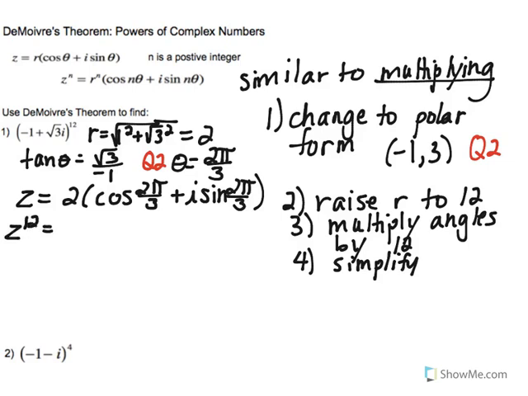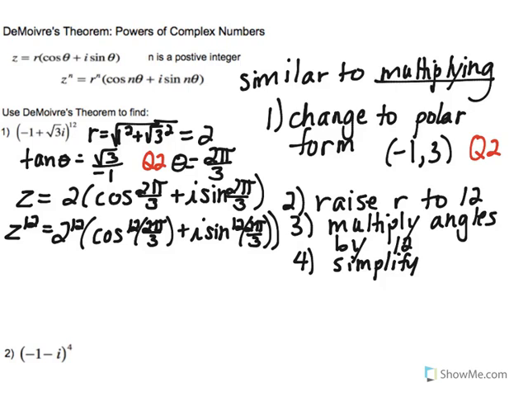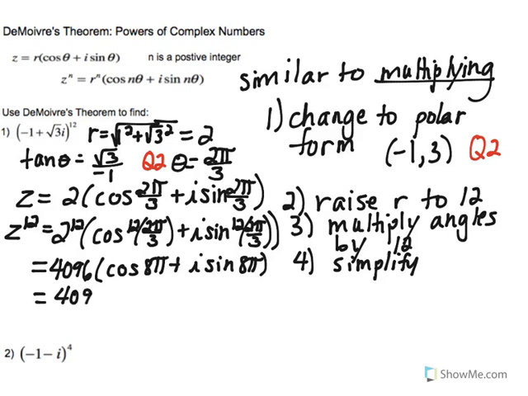So if we're going to do this to the 12th, we'll do 2 to the 12th times cosine of 12 times 2 pi over 3 plus i sine of 12 times 2 pi over 3. Now the simplifying, a lot of times we'll end up getting a number answer out of this. We get cosine of 8 pi, which we can get an exact value for, and i sine of 8 pi. You'll notice the angles will always come out the same. You're just doing sine and cosine of those angles. So it's going to be 4096 times 1 plus 0, and we end up getting a final answer of 4096.